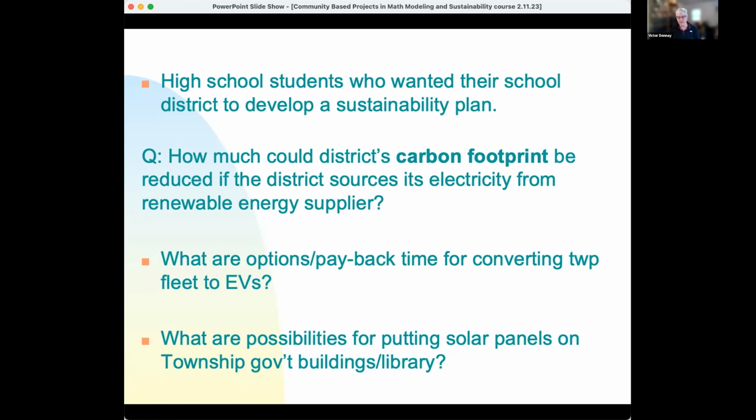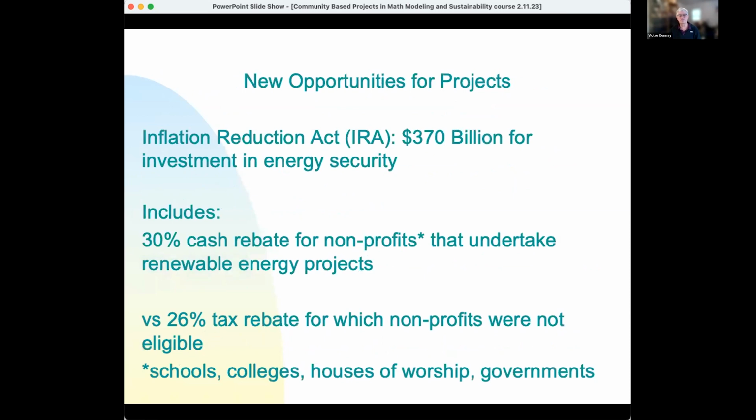But it's been good they've been waiting, because as you may know, just last summer, the federal government passed the Inflation Reduction Act, $370 billion for investment in energy security, including renewables. And so there'll be a 30% cash rebate for nonprofits that undertake renewable energy projects. So by waiting 2 years, the township is going to save 30%. The old rules were you could get a 26% tax rebate. And when we put solar panels on our house, we got that rebate, but nonprofits don't pay taxes, so that didn't help them. So they had to do very complicated workarounds.